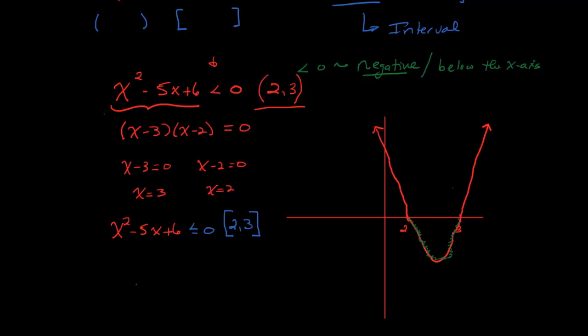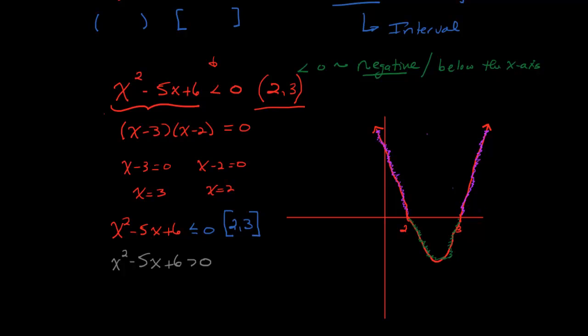Let's say I asked, where is x squared minus 5x plus 6 greater than 0? Let's highlight where it's greater than 0. I was going to use my yellow marker, but it's too close to green, so let's use purple. Greater than 0, or positive, is above the x-axis. Then it's also going to be positive over here graphically.